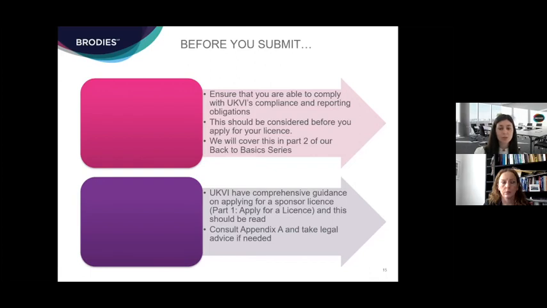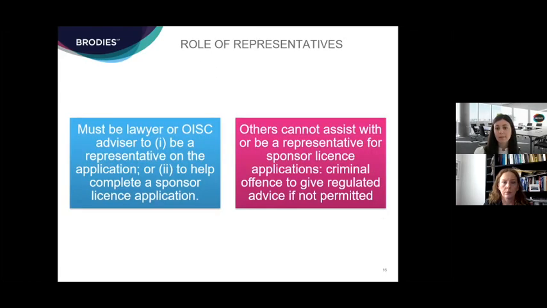And UKVI do also have comprehensive guidance on how to apply for a sponsor license, and also the Appendix A document that we've mentioned. Today is just a bit of a taster of the things that you should bear in mind, but it isn't comprehensive, and the guidance is out there, so do check that or take advice.